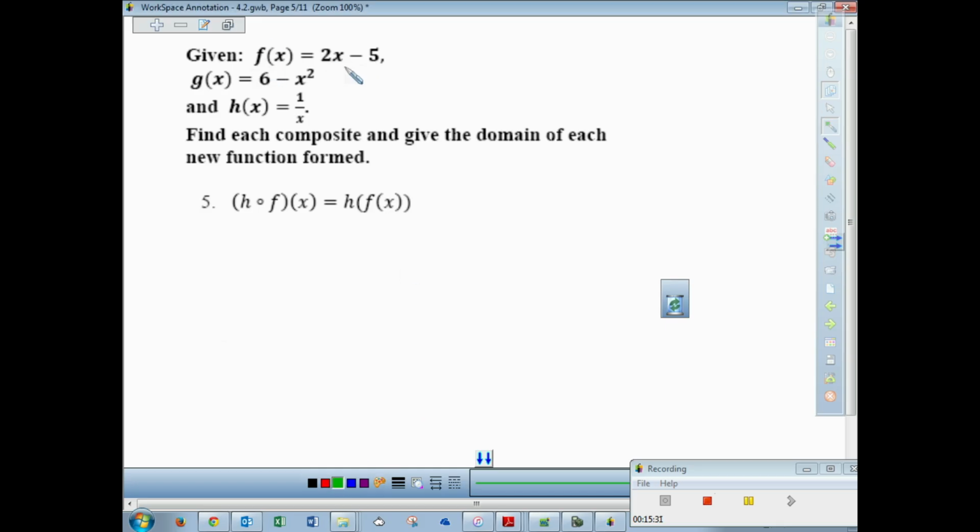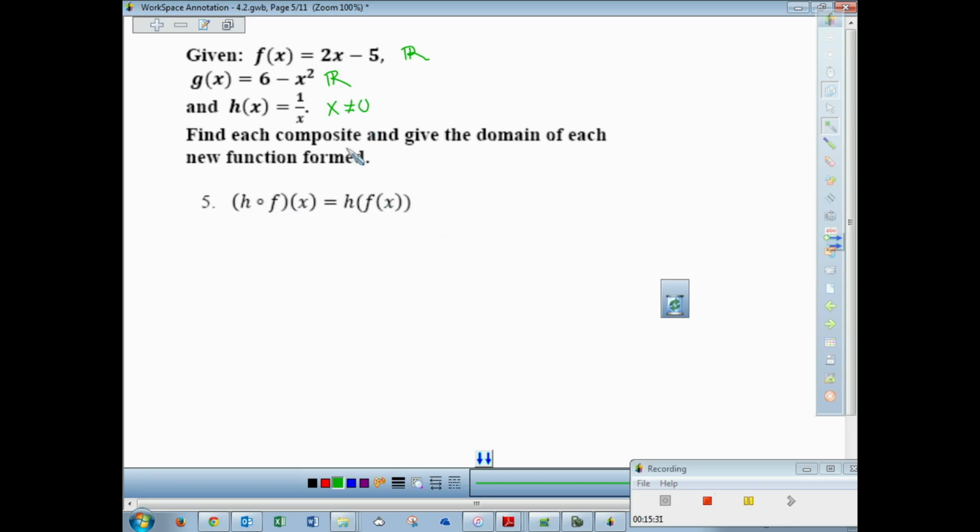So in f, are there any restrictions? Is x in the denominator, any even roots, anything like that? F is all reals. G's, again, all reals. You cool with that? H, does H have any restrictions? X cannot equal 0, right? If you wanted to write negative infinity to 0, union 0 to infinity, this is not our answer right here. This is just helping us.